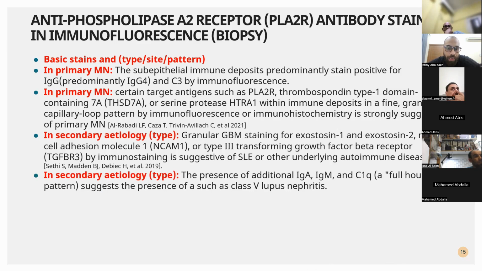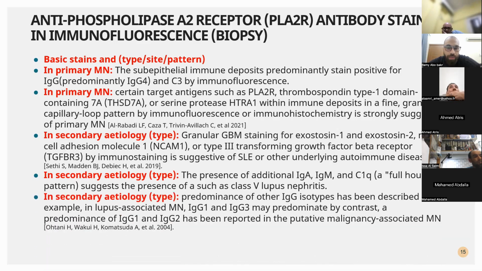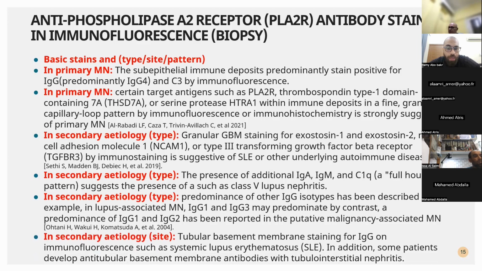Again, if you have full house staining, like IgG, IgM, C1q, this is suggestive of class 4 lupus nephritis. If you don't have IgG4, but you have IgG1 or IgG3, it's more common to see with lupus. If you have IgG1, IgG2, it's more commonly related to malignancy, secondary membranous related to malignancy. If the site changes from the capillary loop to the tubular basement membrane, this is mostly related to lupus nephritis, not to primary membranous.